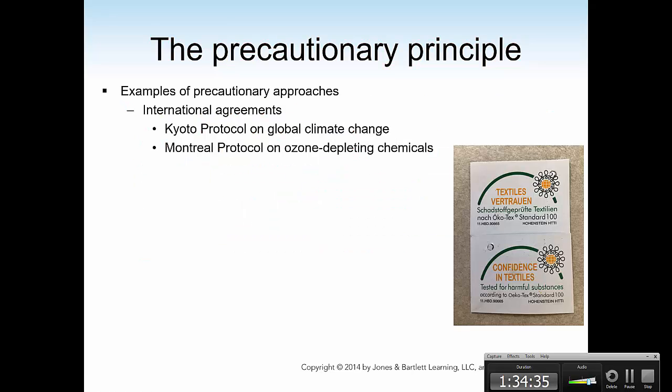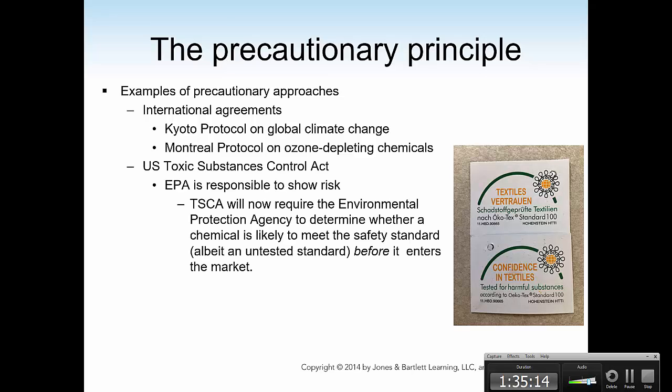So, examples of precautionary approaches that have been taken. Internationally, of course, we have the Kyoto Protocol on global climate change. So we've got the red flags, and we're trying to get together to stop all of the global climate change factors, all the things that are causing climate change. We're trying to stop them before it gets too far out of hand. There's also the Montreal Protocol on ozone depleting chemicals, because we like ozone, right? So those are some examples of precautionary principles or approaches.